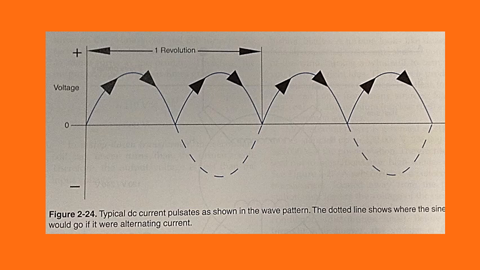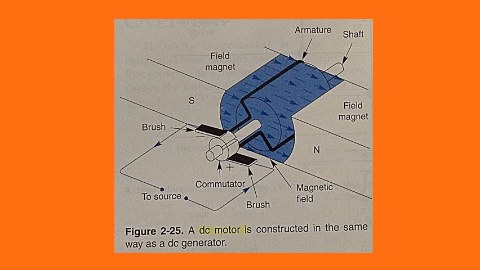Electric motors. Electric motors, such as the ones shown in figure 2-25, are like generators. They transform one kind of energy to another. While generators convert mechanical energy to electrical energy, electric motors change electrical energy back to rotating mechanical energy.